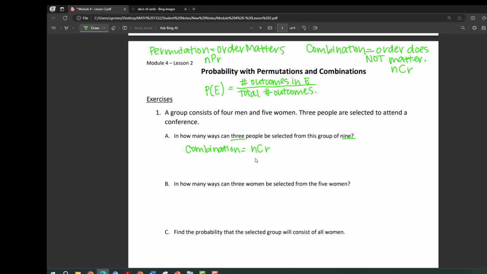And remember, your bigger number always comes first. We have 9 people and we are choosing 3. So when you plug that in, you should get 84. So that is the answer for this question. We're not calculating the probability until part C.